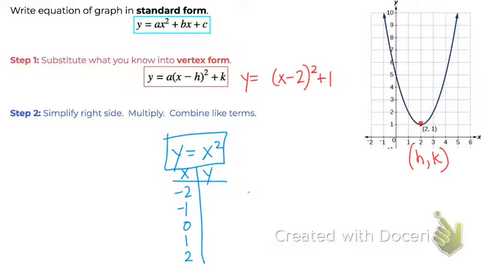We're going to substitute these x coordinates into the parent function and see what y is. For example, y is -2 squared. Well, -2 squared is 4. So that would be our first point. I'm going to pause and plot the other points here.